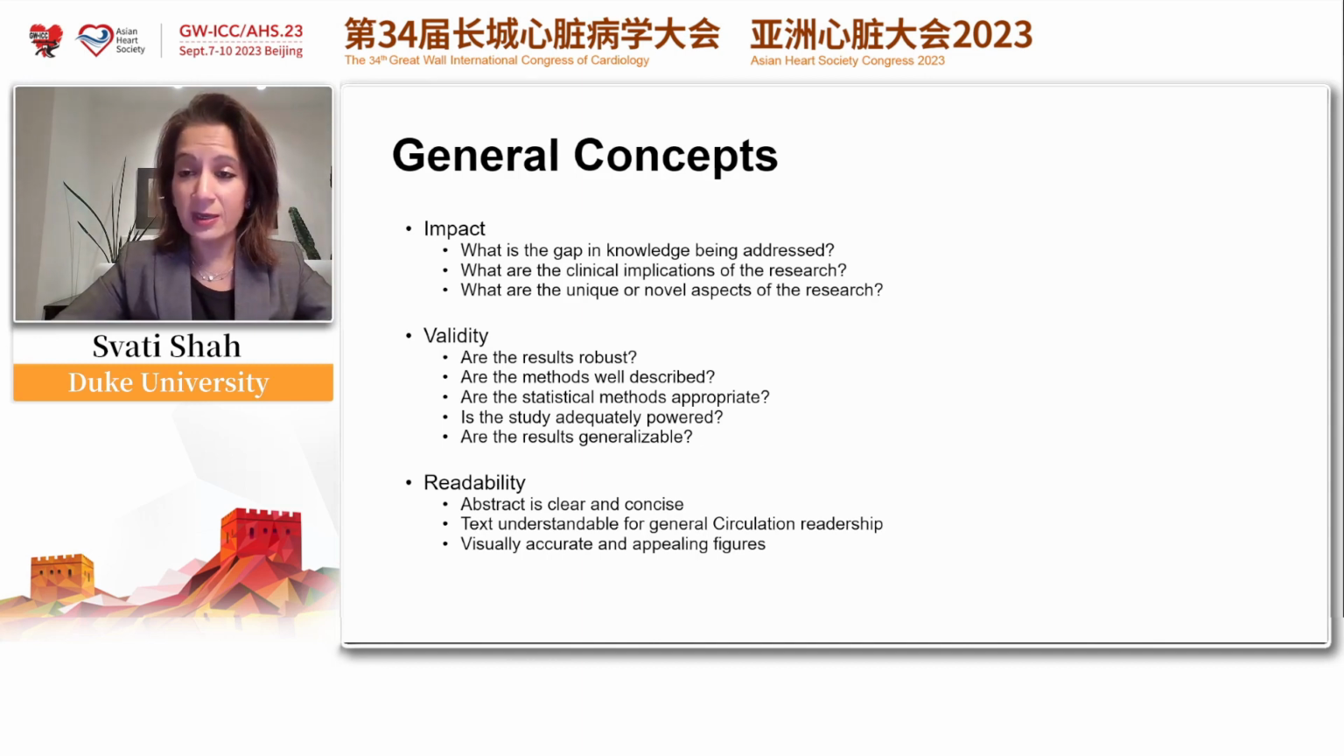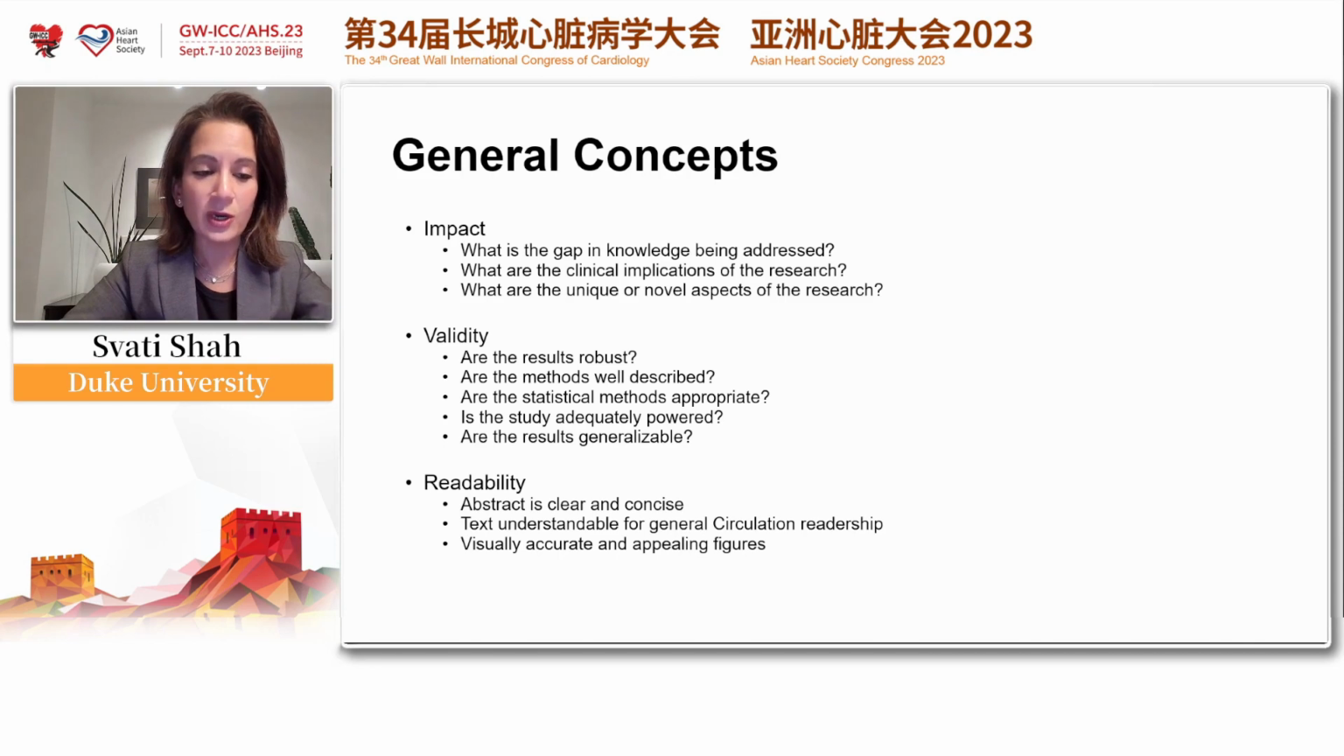From the standpoint of validity, even if a paper seems impactful and we know it's going to be read a lot, if it's not valid, we're not going to be interested in it. So with regards to validity, are the results robust? Are the methods well described? Are the statistical methods that are used appropriate? Is the study adequately powered? And we like to understand if the results are generalizable. We recognize there are studies that may not inherently have generalizability, but it does help us understand validity and robustness when a study is generalizable.